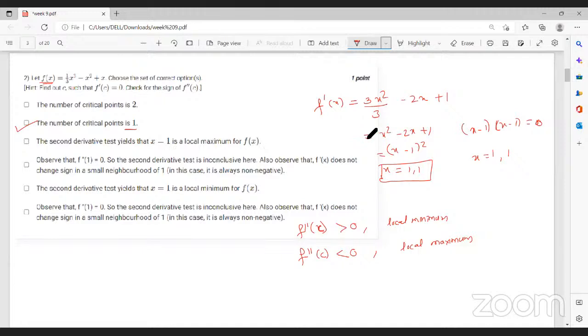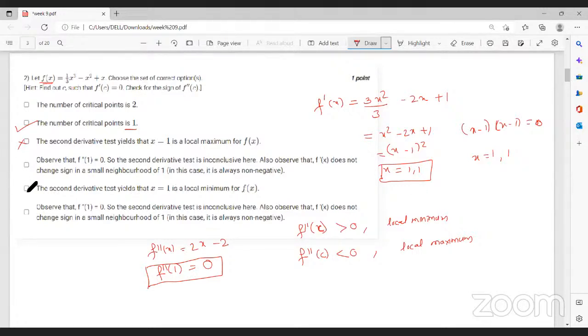If we differentiate this equation again, what do we get? f double dash is 2x minus 2, so 2 common, 2 times x minus 1. So f double dash at 1, what will be the value? 0, right? Is it a minimum or maximum? We cannot say, sir. It is a saddle point, an inflection point, so neither minimum nor maximum. So this option is not correct.